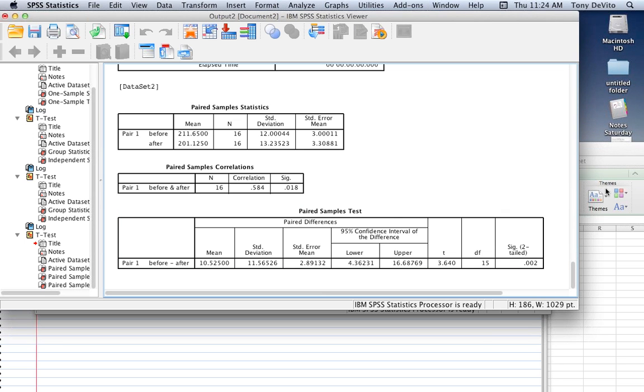Opinions, please. Reject or fail to reject? We reject it. This is less than 0.05. Thank you. I think we're unanimous this time. Right, exactly. It's less than 0.05.